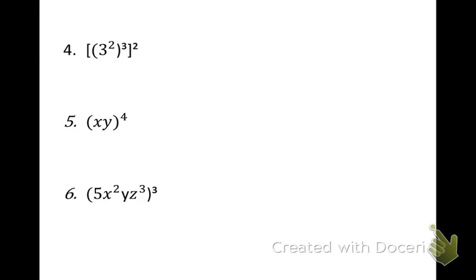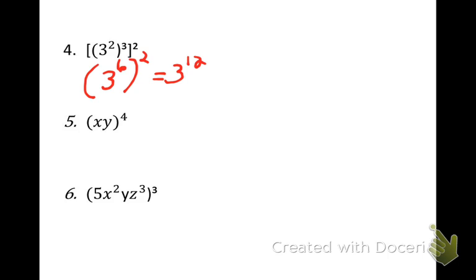Here we need to start inside. We have a power raised to a power. So when we do this first one, 3 squared raised to the 3rd power would be 3 to the 2 times 3, which is 6. But now it's raised to the 2nd power, which would be 3 to the 12th. And on this one, we're going to just let you leave it. You don't have to figure out the number for that.